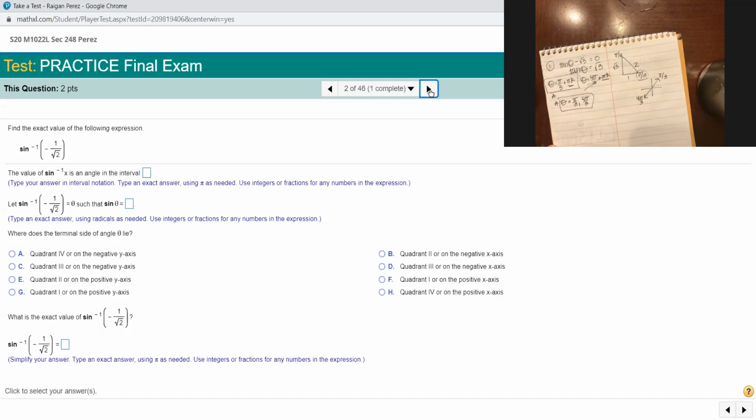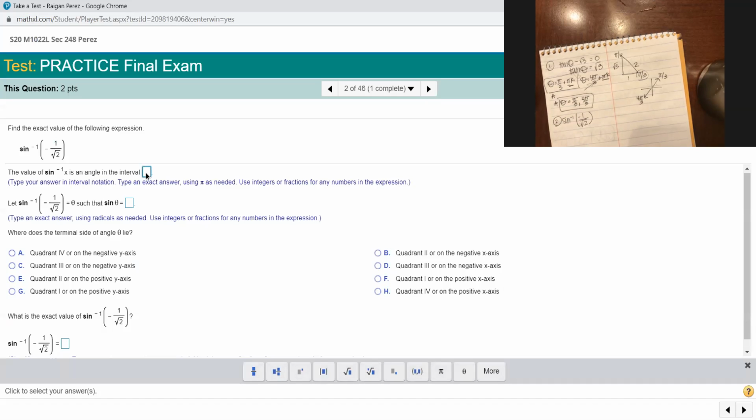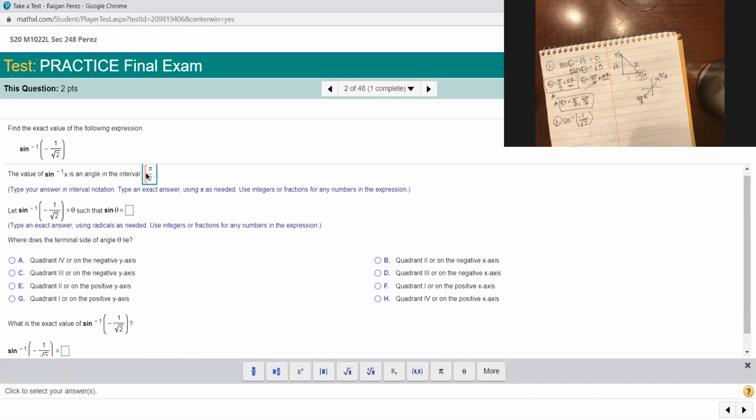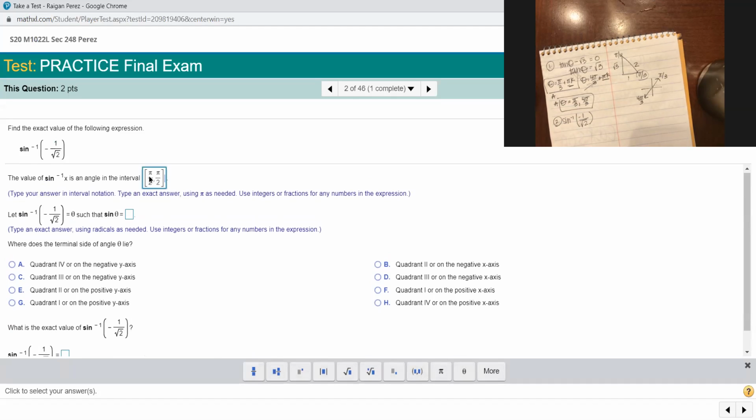Okay, number 2 is an inverse function. So we've got sine inverse of -1 over square root of 2. It says it is an angle in the interval. Remember, sine's interval is -π/2 to π/2 with brackets. I'll go over these real quick while we're on them. Tangent and sine go from -π/2 to +π/2, but sine has brackets and tangent has parentheses. But cosine is only defined at the top. Sorry, I didn't do the negative.